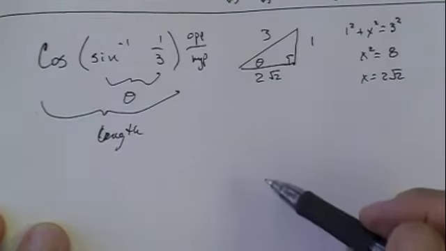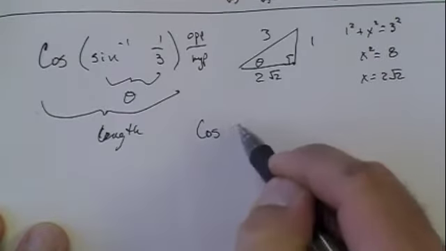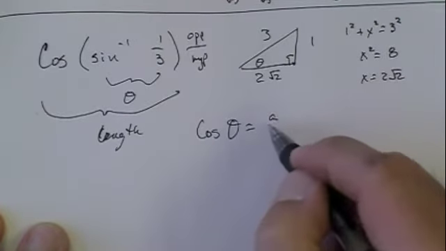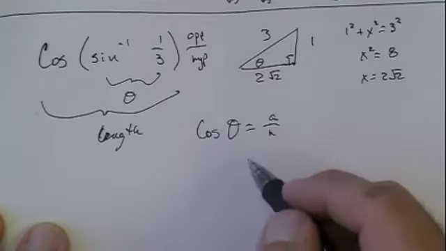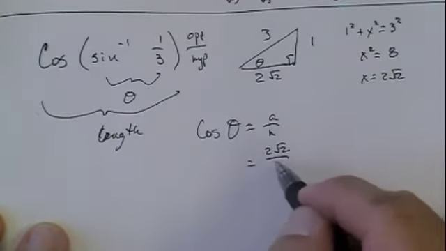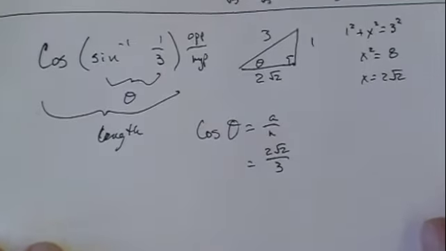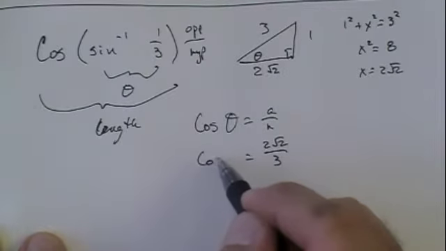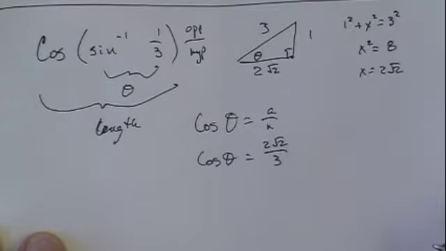Again, we don't need the angle. We need to find the cosine. And the cosine of theta is equal to adjacent over hypotenuse. Here's our adjacent, 2 square root 2. Here's our hypotenuse, 3. So our exact value for the cosine of theta is 2 square root 2 over 3.